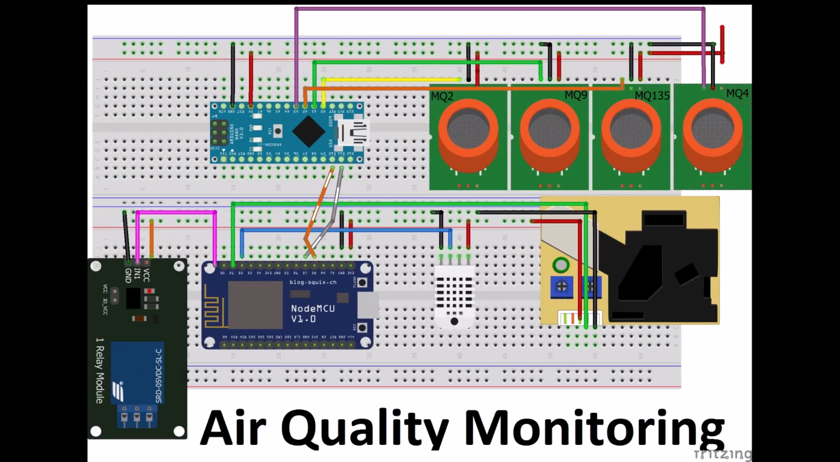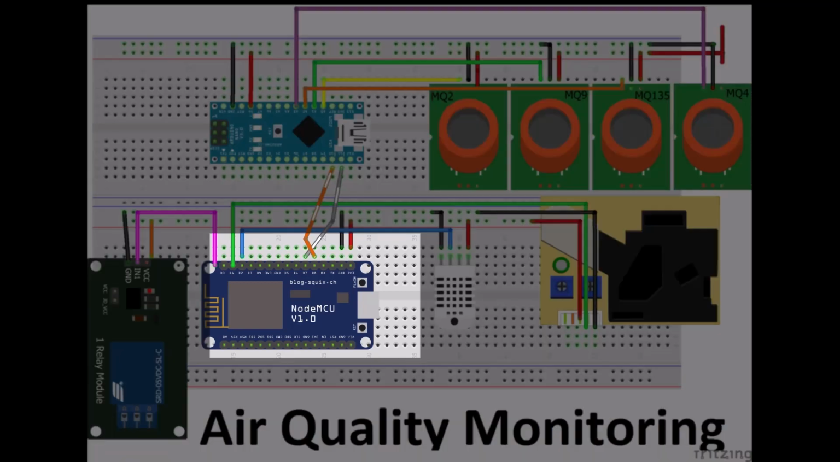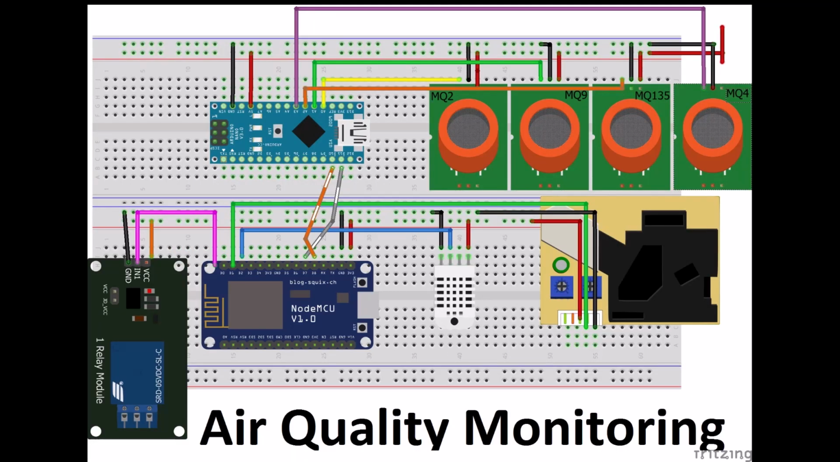Let's start with the schematics. The first thing we can see is that we are using NodeMCU version 1.0. The first limitation with the NodeMCU is that it only has one analog input, that is A0. In our project we are using multiple analog sensors: MQ2, MQ9, MQ135 and MQ4. So that's why we have to use another microcontroller with a number of analog inputs.